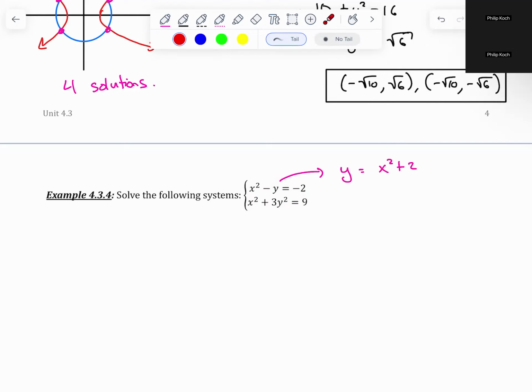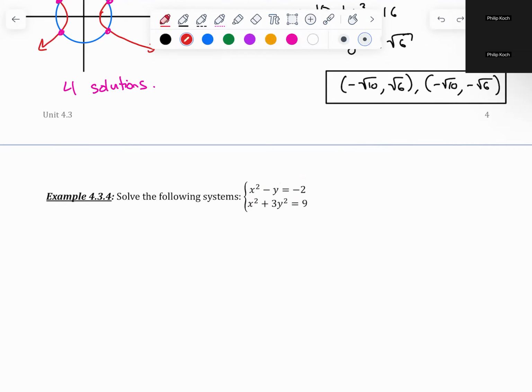But let's just say we didn't see that. And we'll multiply the bottom equation by -1. And we end up with x squared minus y equals -2. And then negative x squared minus 3y squared equals negative 9. And we'll add those two together.